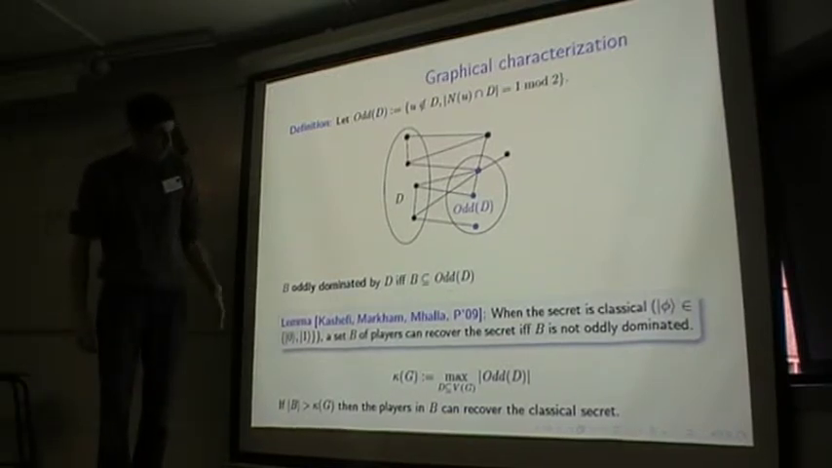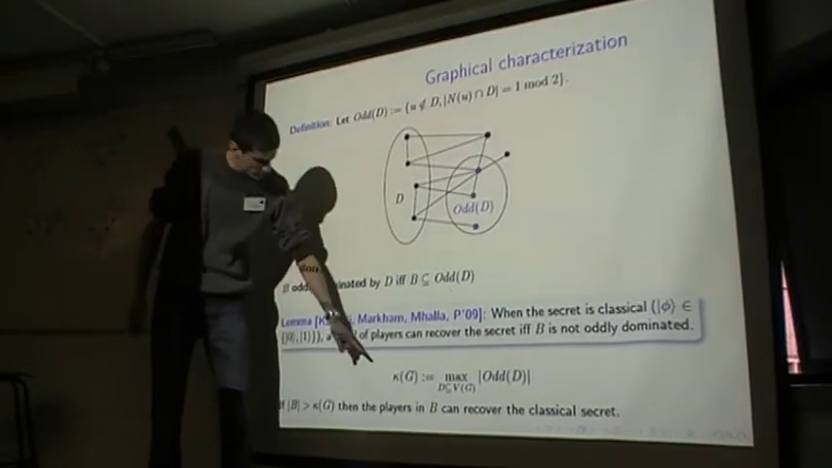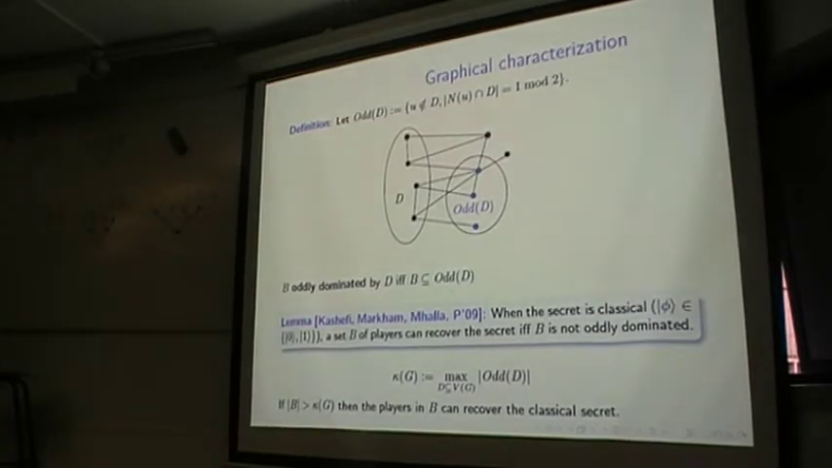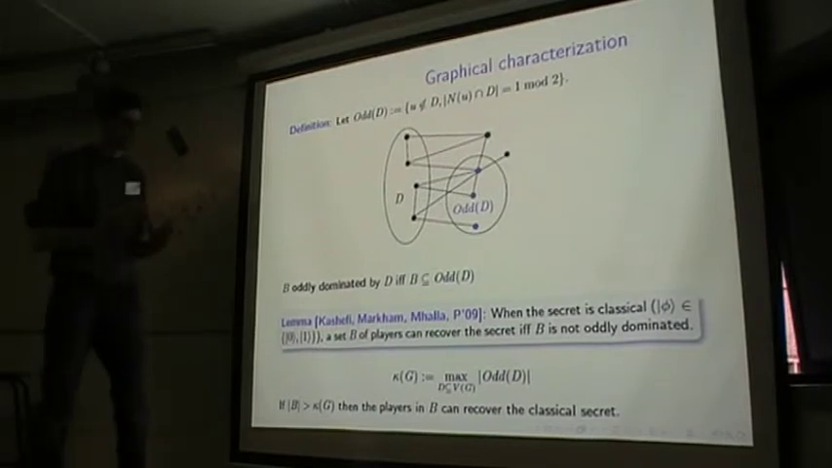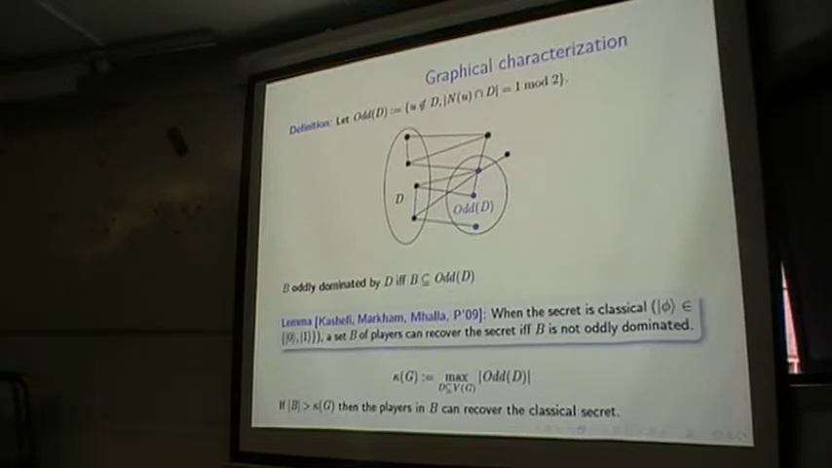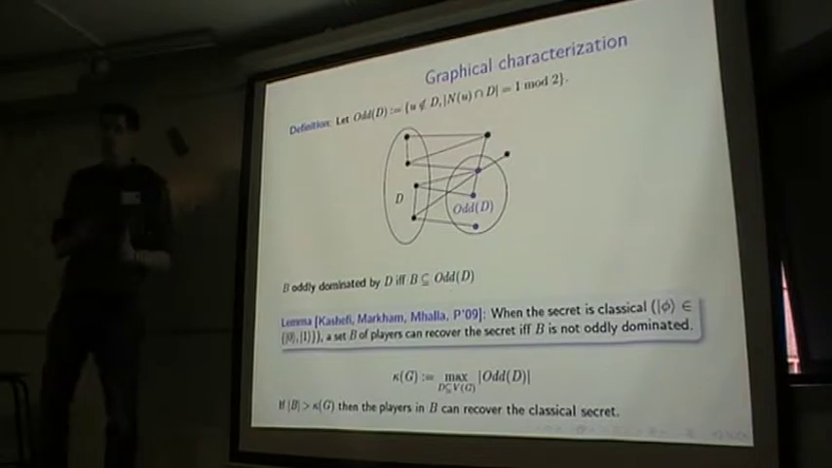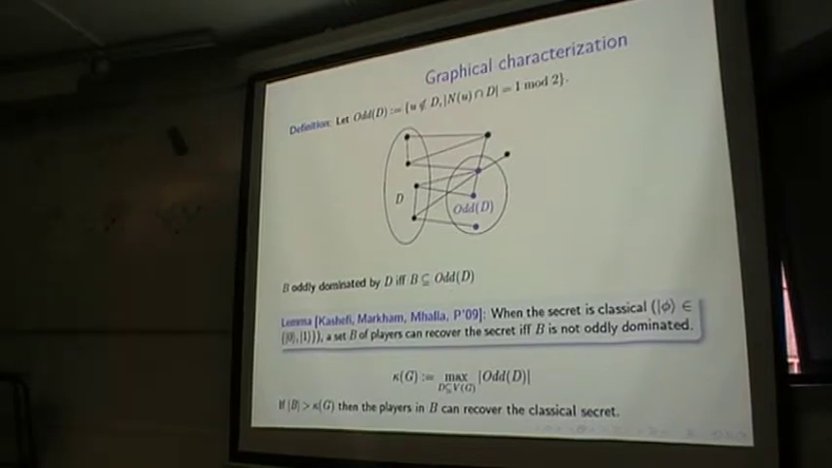According to this property, a natural quantity to look at for a graph is kappa of G, which is the max of all the odd neighborhoods. It's the greatest odd neighborhood in the graph. As a consequence, if you take a set of players which is larger than kappa of G, then you are guaranteed that this set of players can recover the secret. This set of players cannot be oddly dominated because it's larger than the largest odd neighborhood, so this set of players can recover the classical secret.